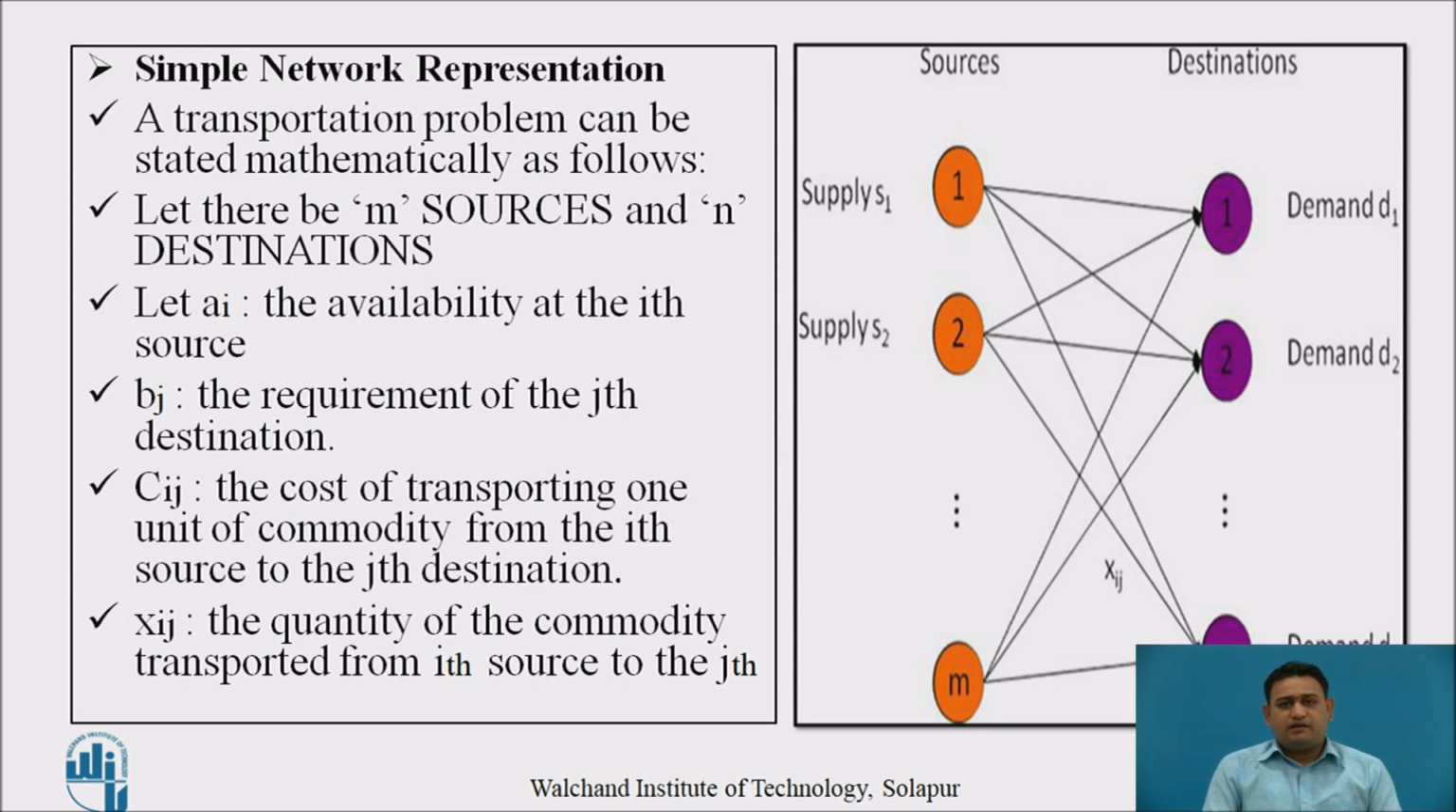In this slide, there is a simple network representation of the transportation problem. The circular nodes in orange color represent the sources, and the circular nodes in purple color represent the destinations. There are m sources and n destinations. You can supply the commodity, products, or raw material from source 1 to destination 1, 2, or n. The basic intention is finally to make a transportation schedule with the minimum transportation cost.